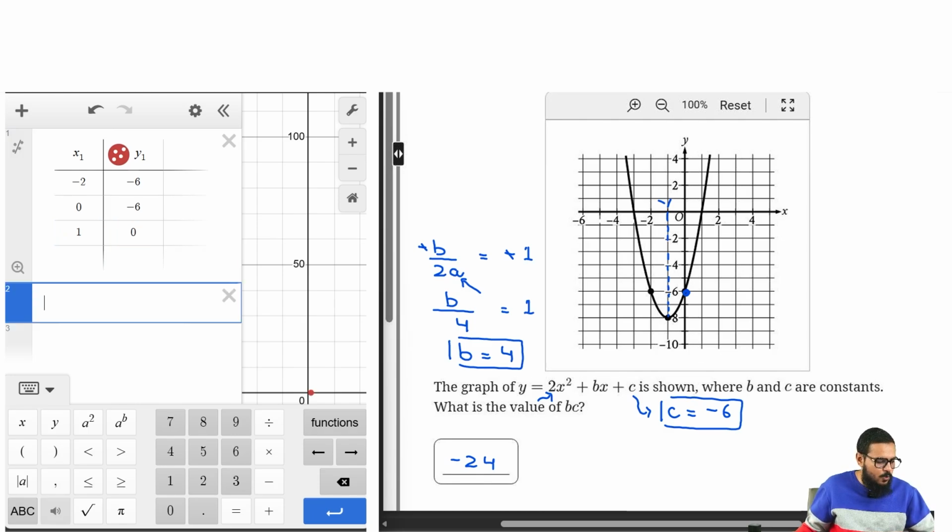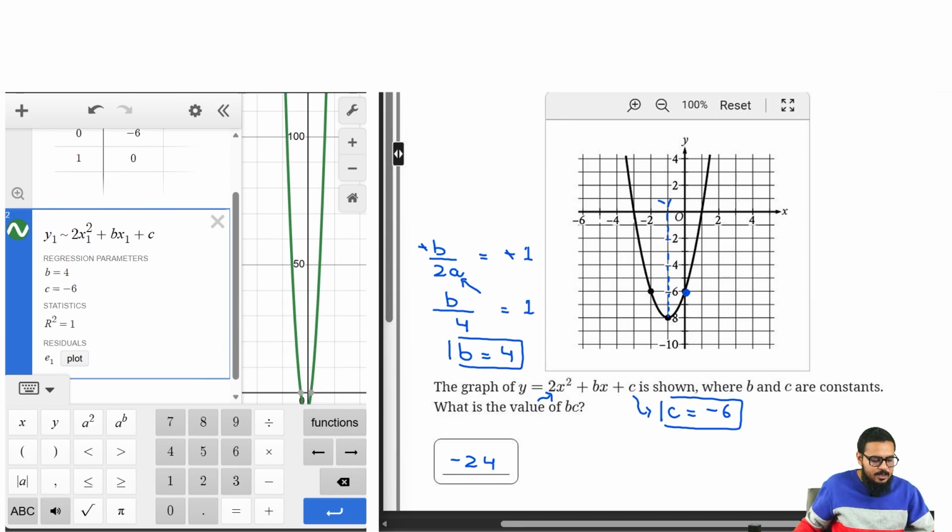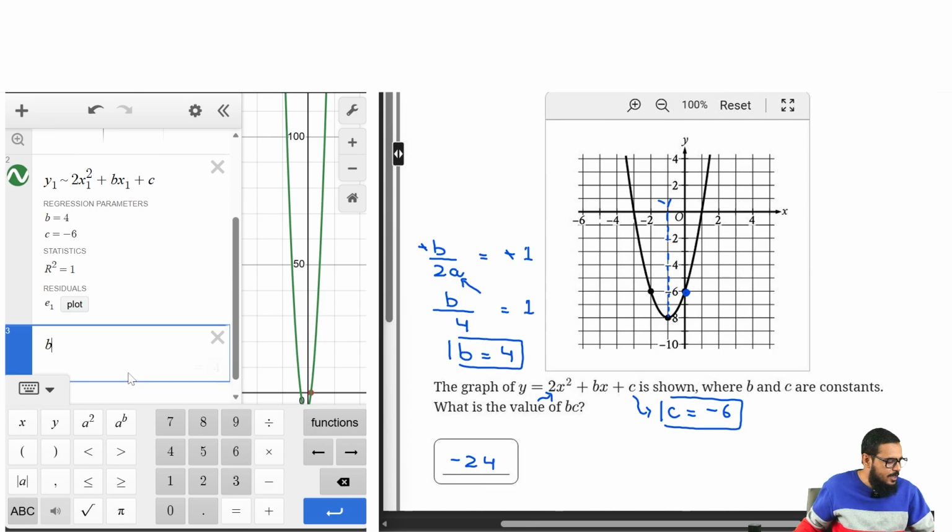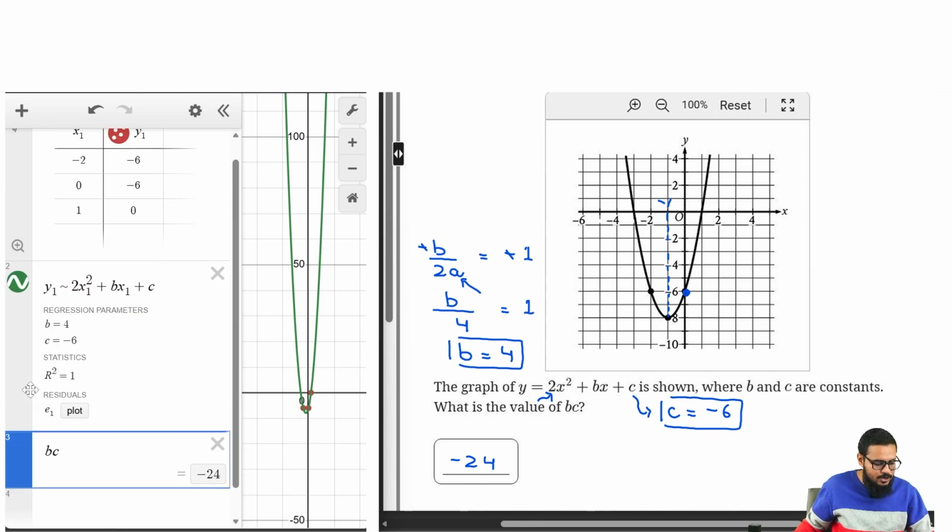So y1, I know the value of a, so I'm going to put a as 2, and I'm not going to do the automatic regression. I don't want to put sliders for a, so 2x squared plus bx1 plus c. You can just put c directly as well, but let's say if you don't know this fact that c has to be equal to minus 6, you can just put this as it is. And Desmos is going to regress every single thing for you. You're going to put x1 right over here. So Desmos tells you that b comes out as 4 and c comes out as minus 6. You're just going to multiply these two numbers. So what is b times c? b times c is equal to minus 24. That's your final answer right at the bottom of the screen.